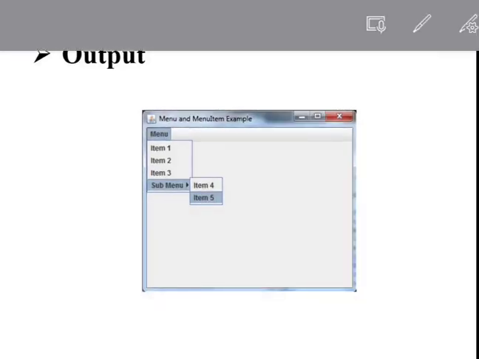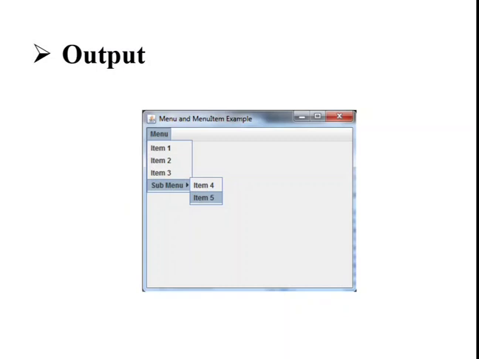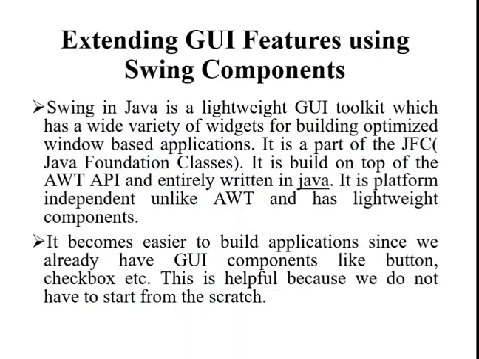Swing in Java is a lightweight GUI toolkit which has a wide variety of widgets for building optimized window-based applications. Then container class. Any class which has other components in it is called a container class. For building a GUI application, at least one container class is necessary.